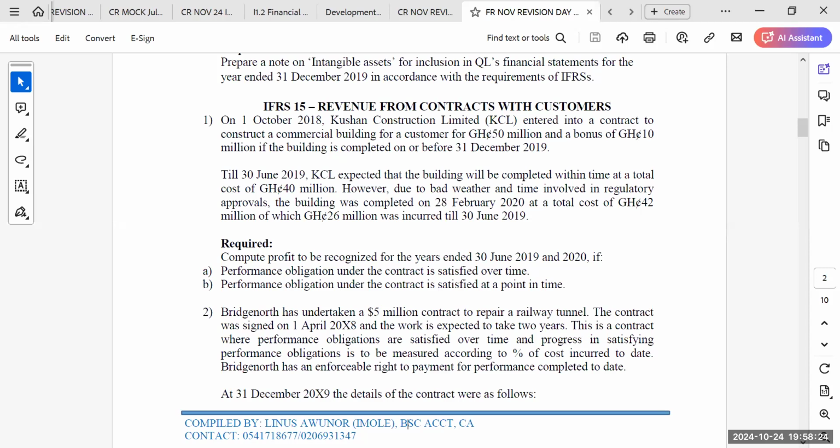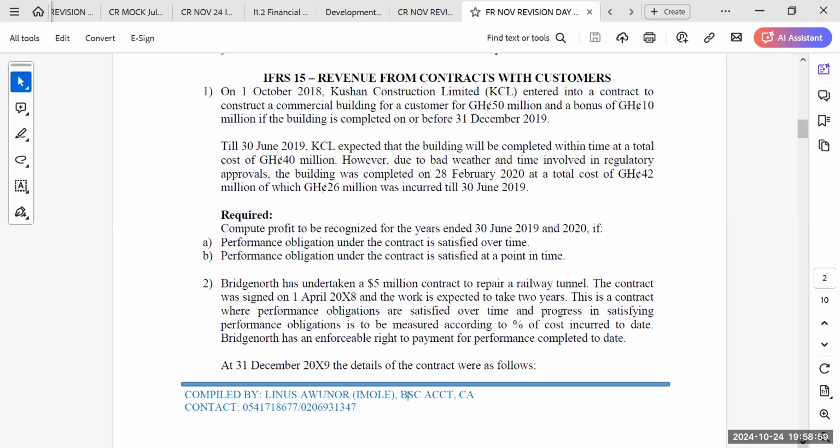However, the work has been completed in 2020 and the customer has now obtained possession of the building. Therefore, we are going to be recognizing revenue in that year of 50 million, cost of sales of 42 million, and that will give us a profit of 8 million. But you can see that over time, we recognize the 8 million over 2 years, isn't it? Yes, sir. But at a point in time, it will be recognized when the goods have been delivered to the person. Okay. Let's come to question number 2. Let me use the 2 also.